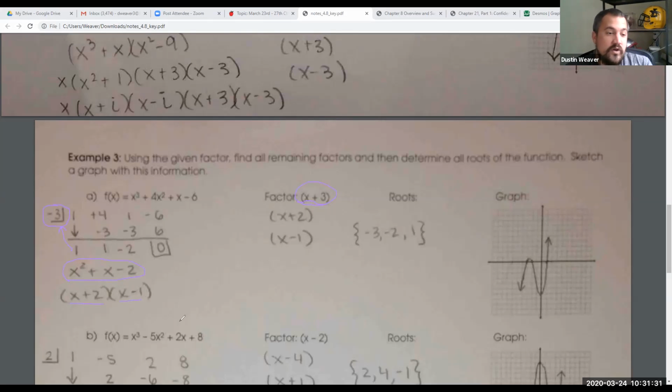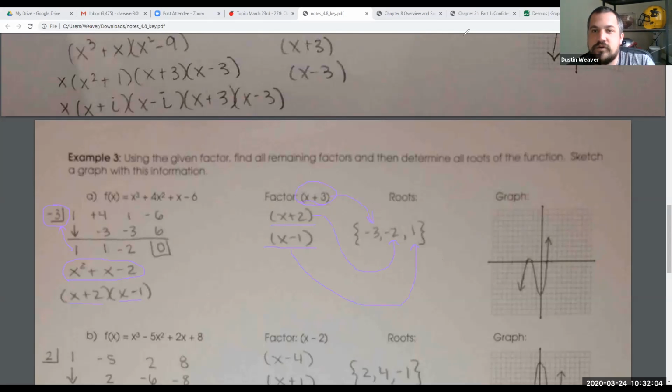So now we already knew that x plus 3 was a factor because we used it to do synthetic division. Now we also know that x plus 2 is a factor and x minus 1 is a factor, which means if x plus 3 is a factor, one of the roots is -3. If x plus 2 is a factor, one of the roots is -2. If x minus 1 is a factor, one of the roots is +1. Now, the roots are -3, -2, and +1.